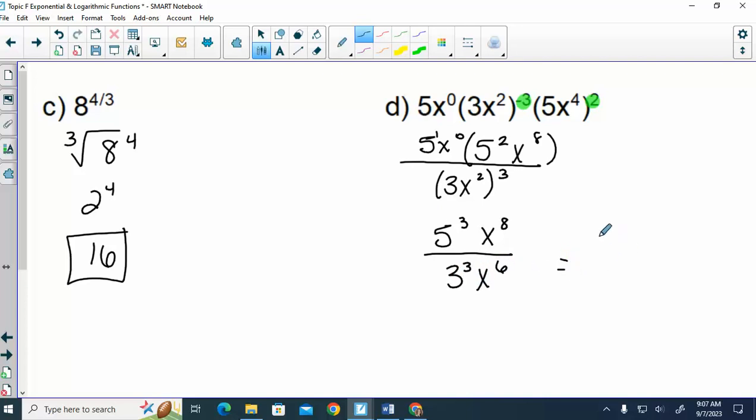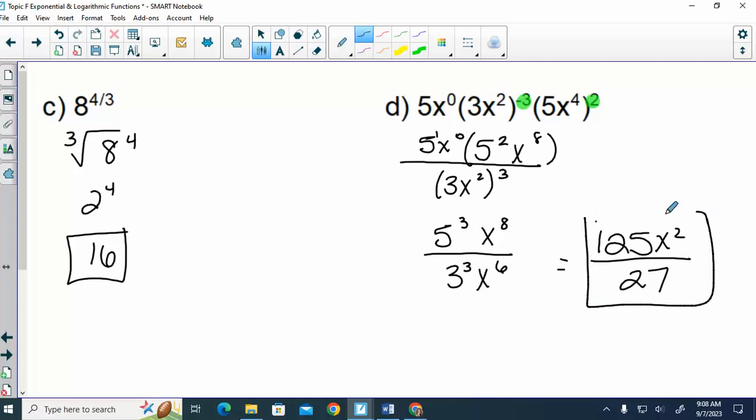What is 5 to the third? 5 times 5 times 5. If we have x's on top and bottom, what do we do with the exponents? Subtract, so 8 minus 6 is 2. And 3 to the third, 3 times 3 times 3. Wait, how did we get 5 cubed again? We had 1 5 here and 2 here. So that was 3 altogether. So you add those exponents.